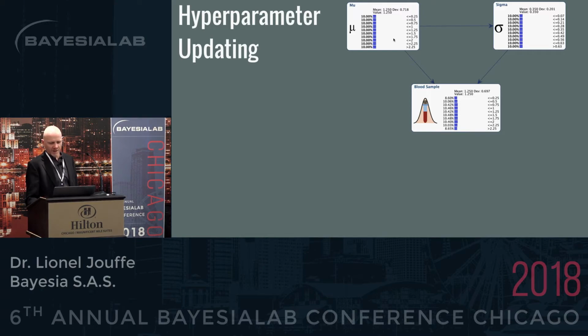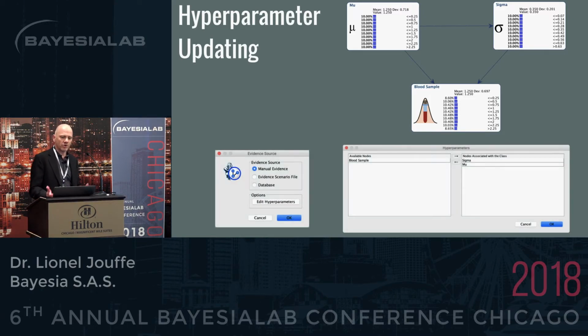Right? So before version 8, you had to use either an evidence scenario file or a database. So now, in order to have the same kind of tool as the parameter updating, you can also manually set evidence, right? And we also added this edit hyperparameters tool that allows you to define directly what the hyperparameters are instead of using my screamer, right?